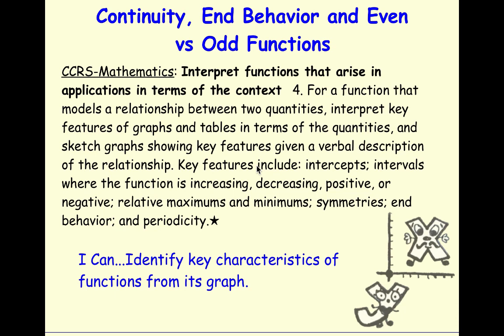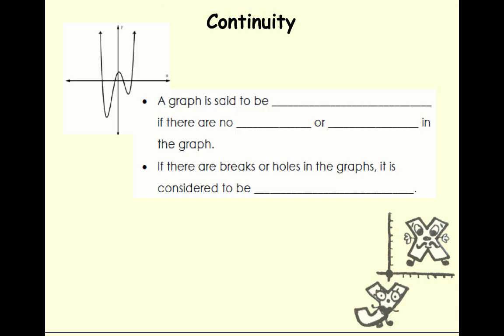In this lesson, we're going to be talking about three things: continuity, end behavior, and even versus odd functions. Our standard that we're working on is really the same that we've been working on, and it's really looking at key characteristics of functions. And so this time we're going to be focusing on symmetries and end behavior. So first, let's go ahead and go over something called continuity.